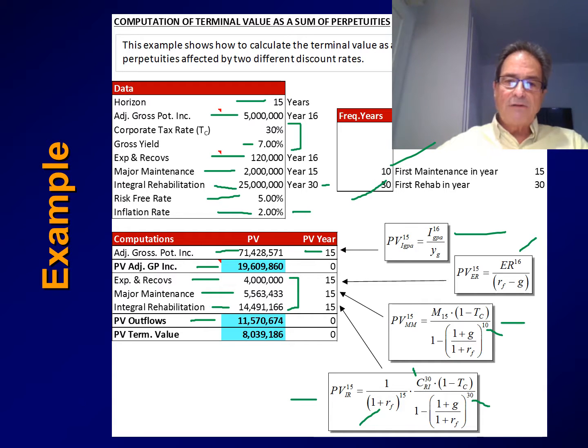The next step is to add all these amounts, which are discounted at the risk-free rate. We add them up and we discount at the risk-free rate from year 15 to year 0. And we obtain 11,570,674. Well, the present value of the terminal value at time 0 will be simply the difference between these two amounts. It will be the present value of adjusted gross potential income, which is 19,609,860, minus the present value of the outflows, which is 11,570,674. And the result is a present value of the terminal value at time 0 of 8,039,186.